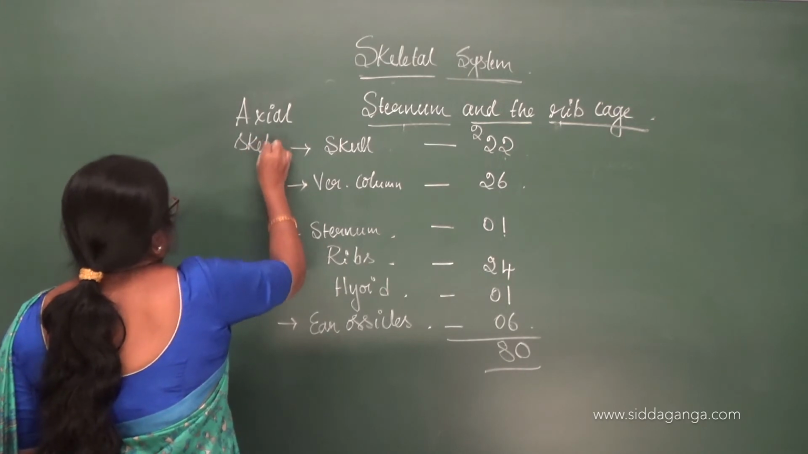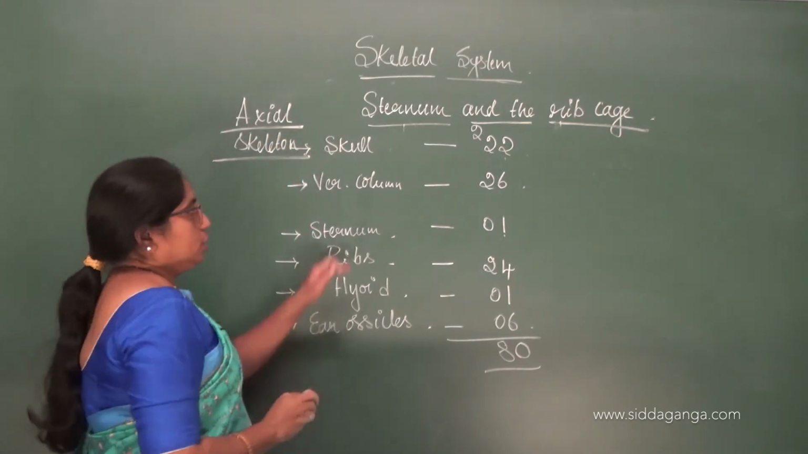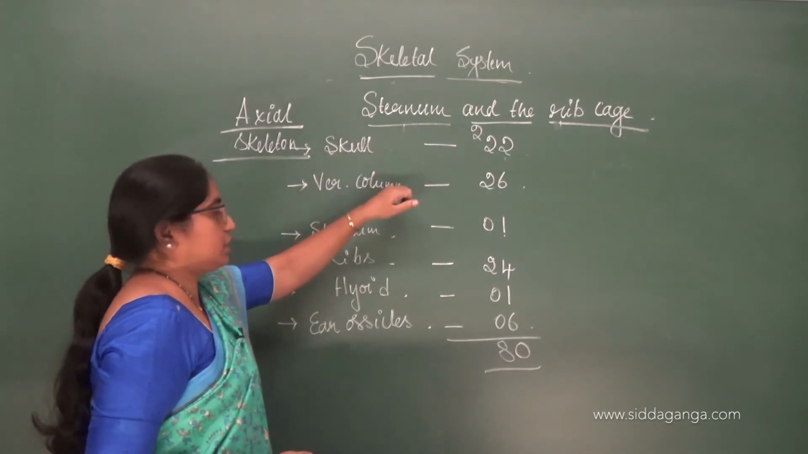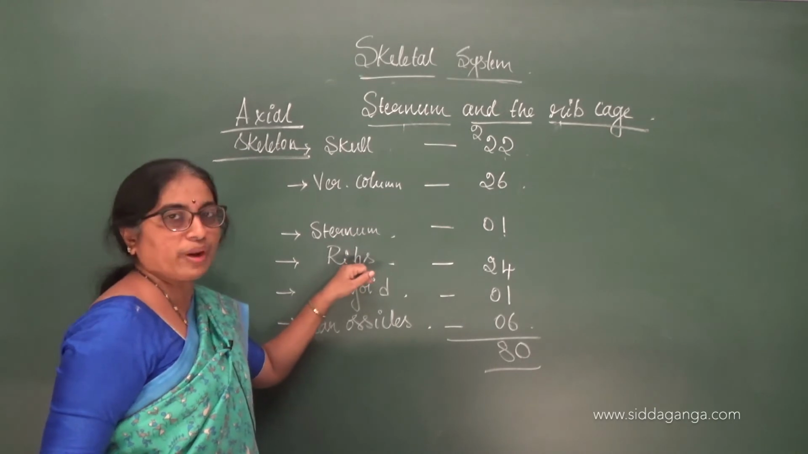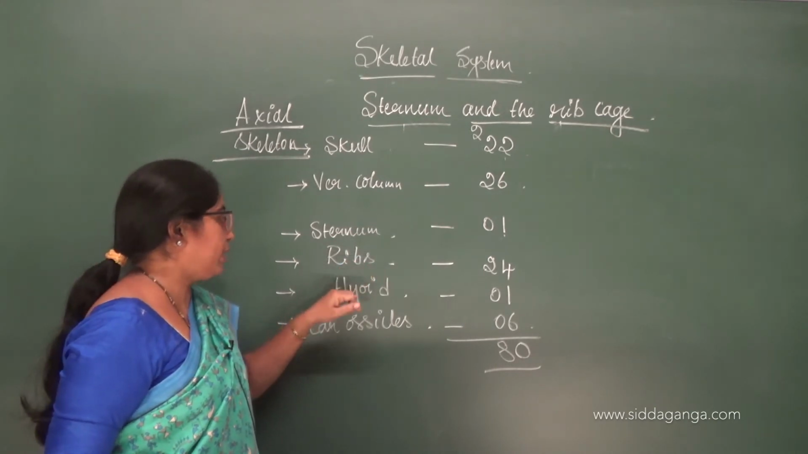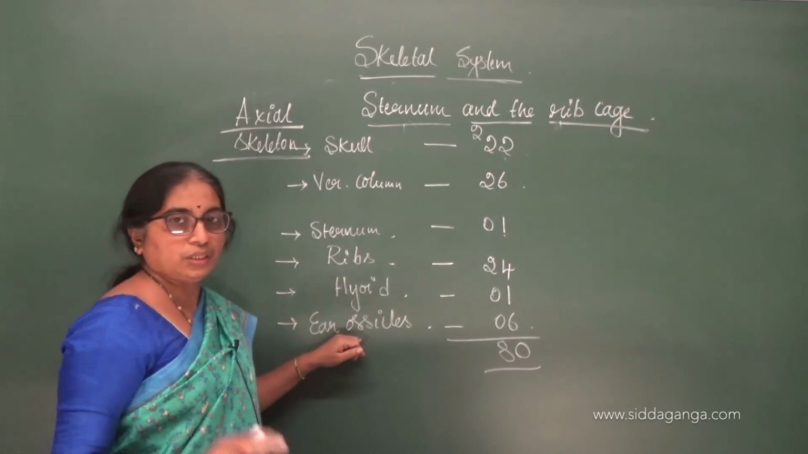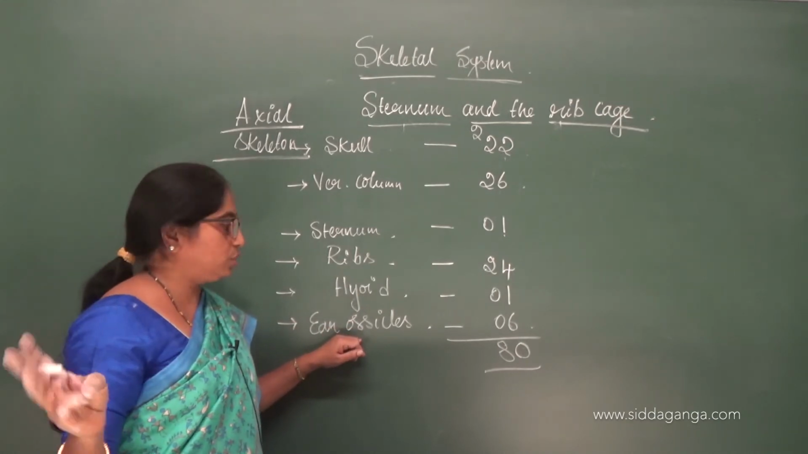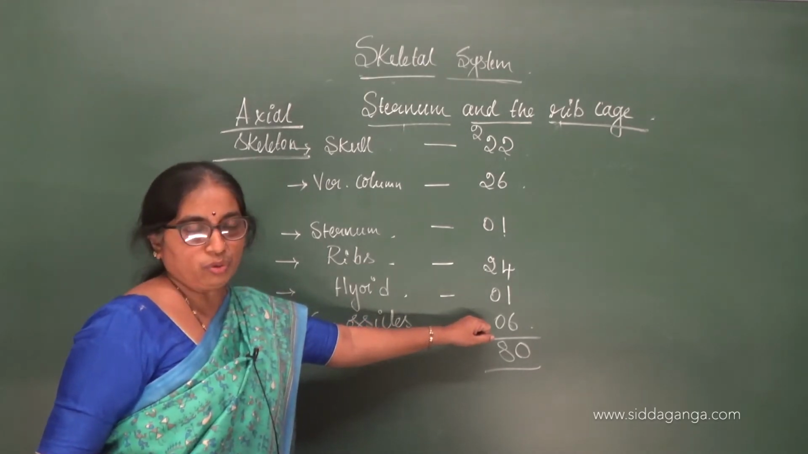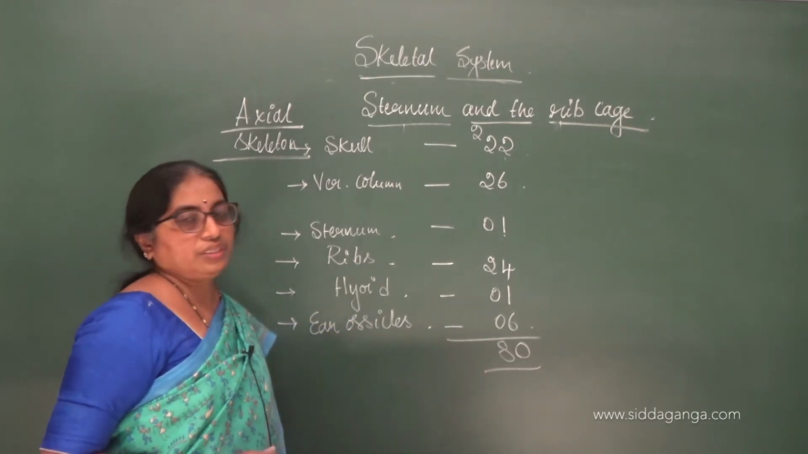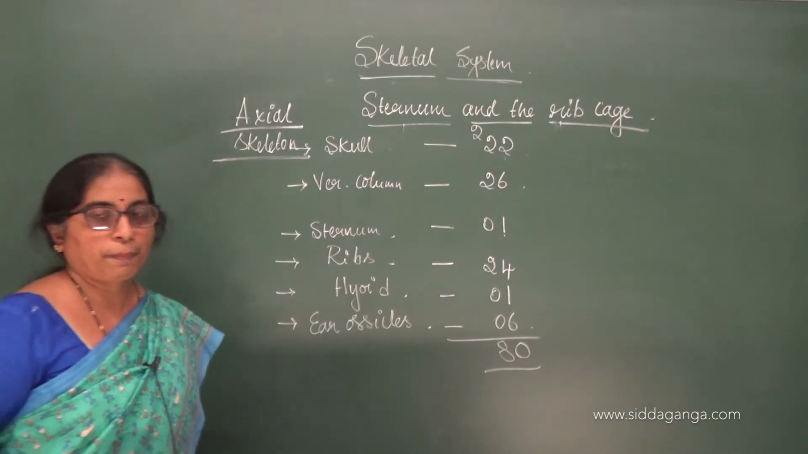So the axial skeleton comprises 80 bones. 22 in the skull, vertebral column 26 bones, sternum 1 bone, ribs 24 bones, that is 12 pairs, hyoid bone is 1 in the buccal cavity, ear ossicles 3 bones in 1 ear, so there are 2 ears, we have 6 tiny bones, and therefore the count is 80 bones of the axial skeleton.